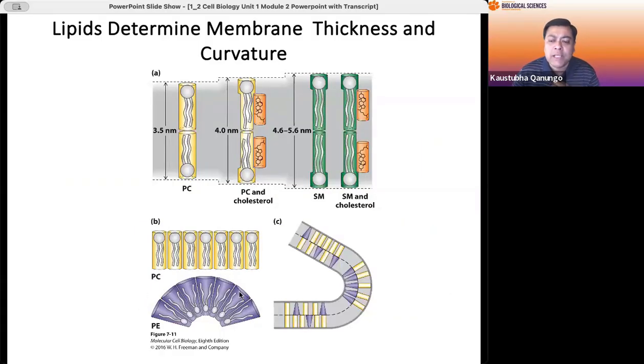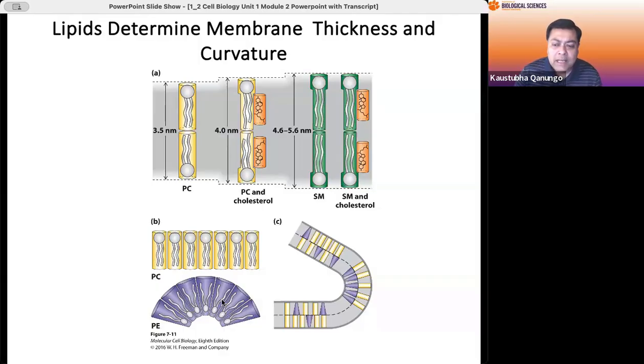All right. So how are these membranes bent, and how are all these curvatures achieved? If you look at the van der Waals forces of the different phospholipids, they are very interesting. This is made up of phosphatidylcholine, PC, and the membrane is 3.5 nanometers. With phosphatidylcholine and cholesterol, it becomes 4 nanometers. With sphingomyelin and cholesterol, it becomes 4.6 to 5.6 nanometers. So just changing the lipid composition, you can change the membrane thickness, and that has a huge implication for whether the membrane will melt or freeze easily.